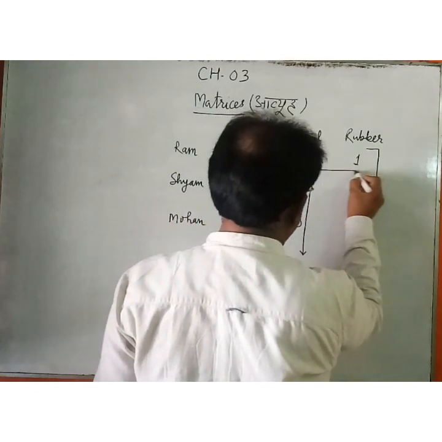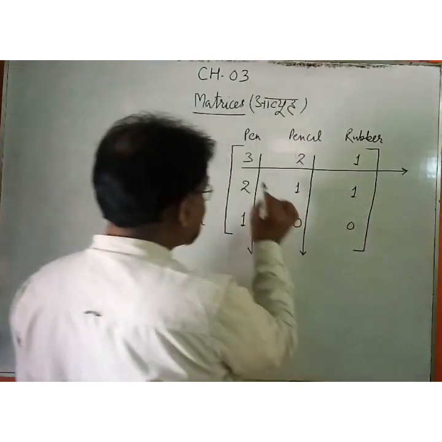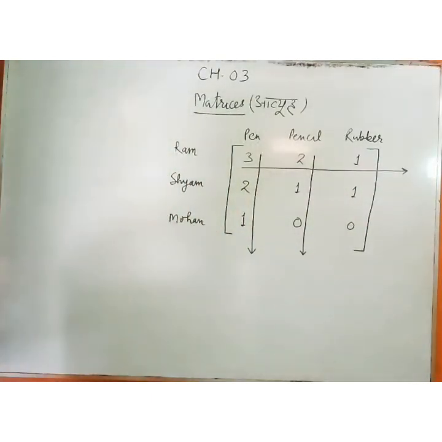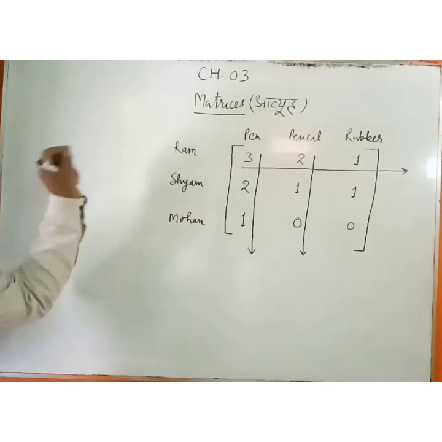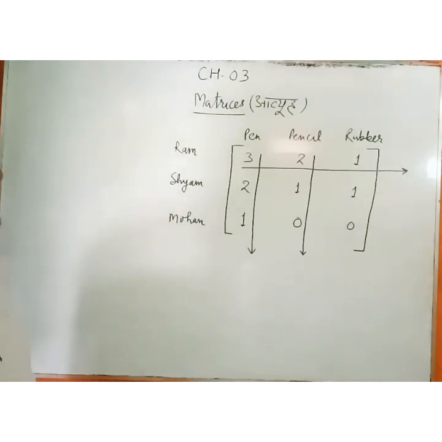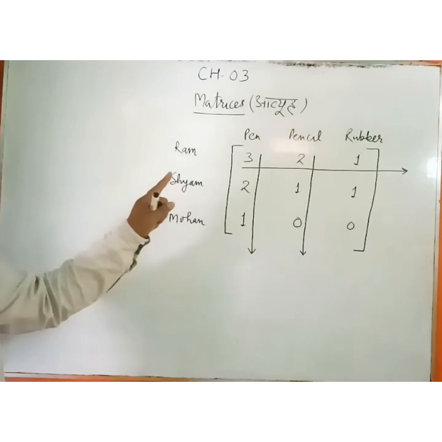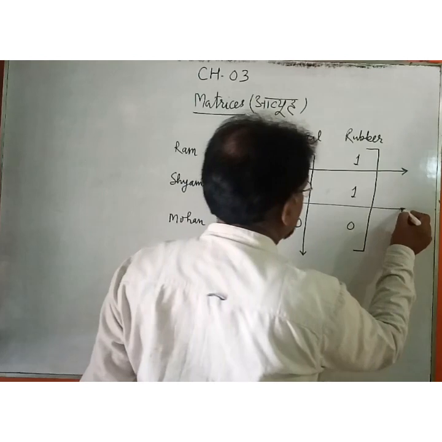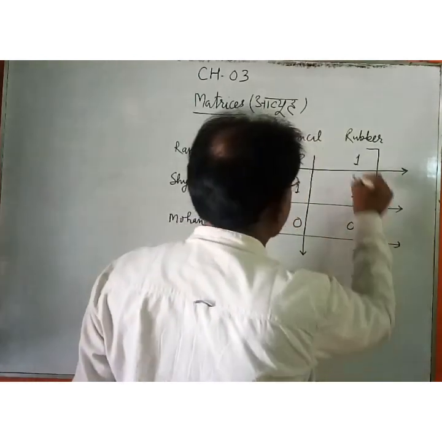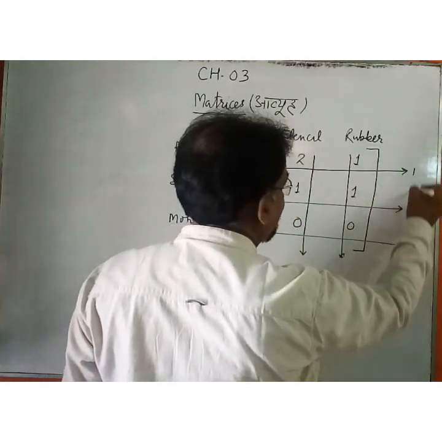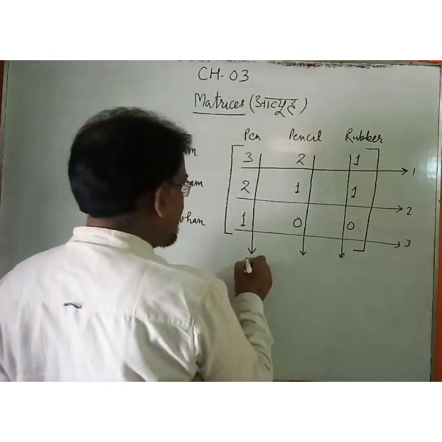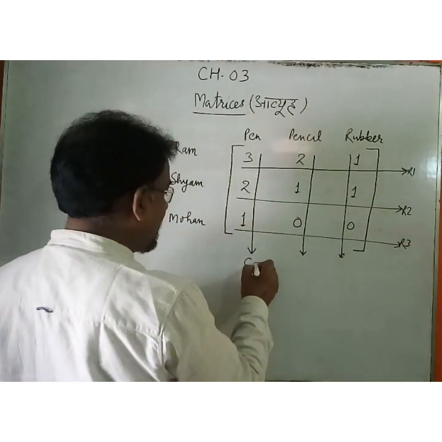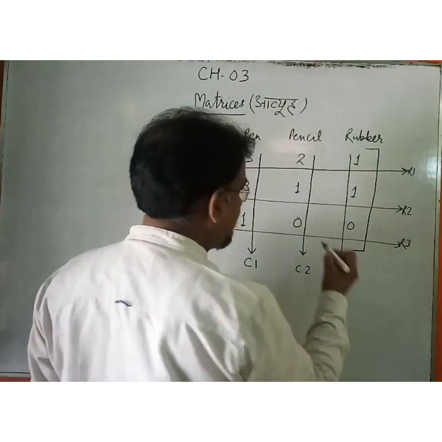Horizontally, if we move, this will be called a row. This row gives you the number of pens, pencils and rubbers that a particular student possesses. So this rectangular array of numbers has 3 rows and 3 columns. Row number 1, row number 2, row number 3; we will call them R1, R2, R3. This is column number 1, column number 2 and column number 3.